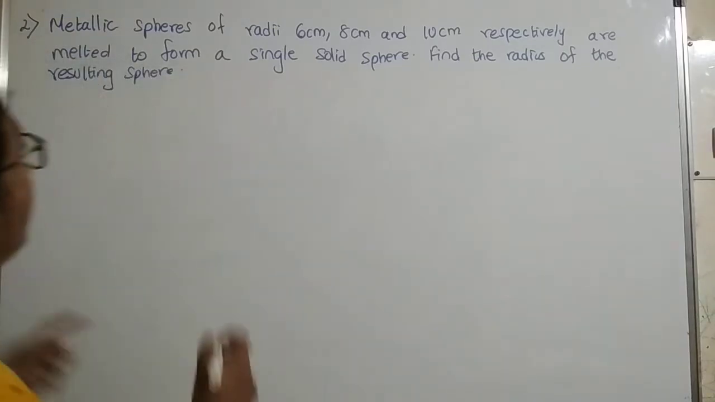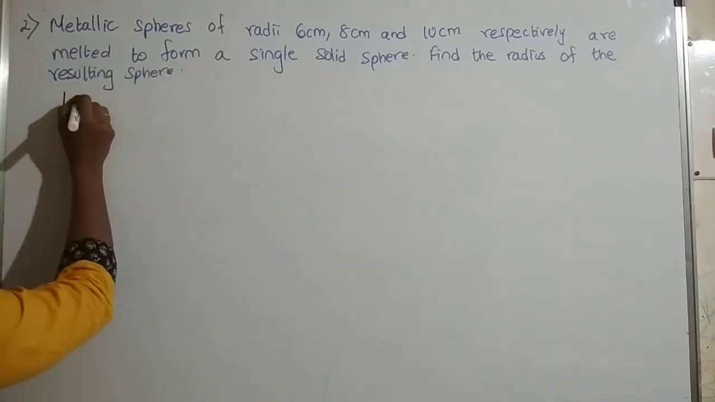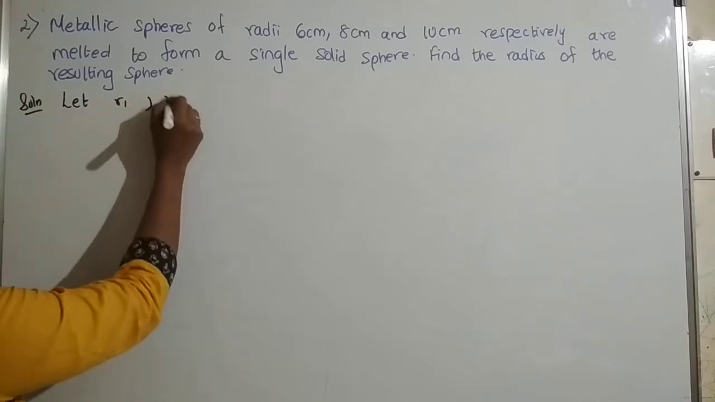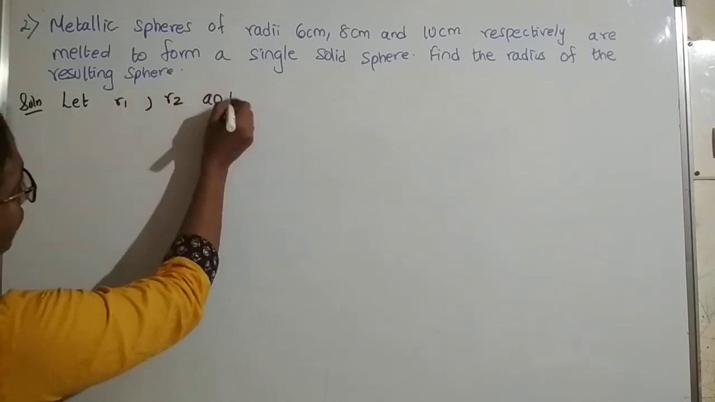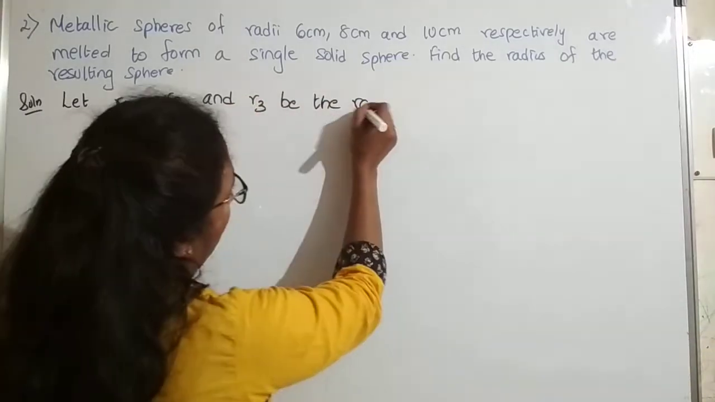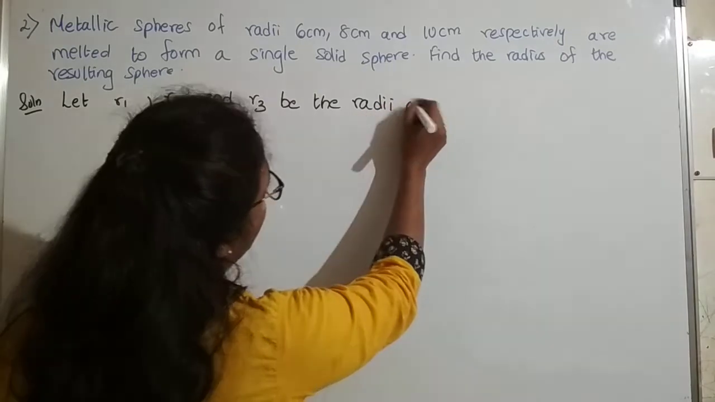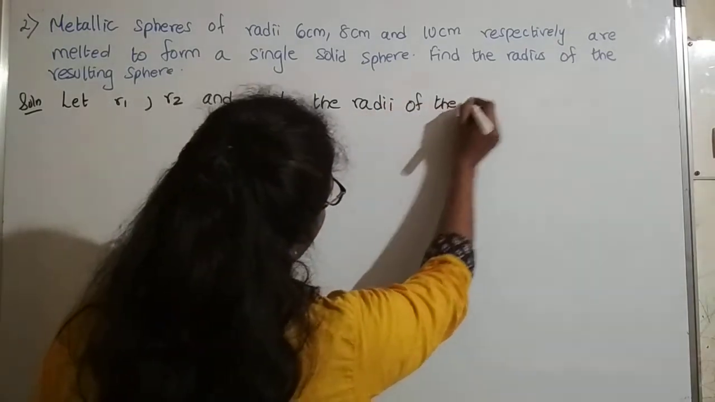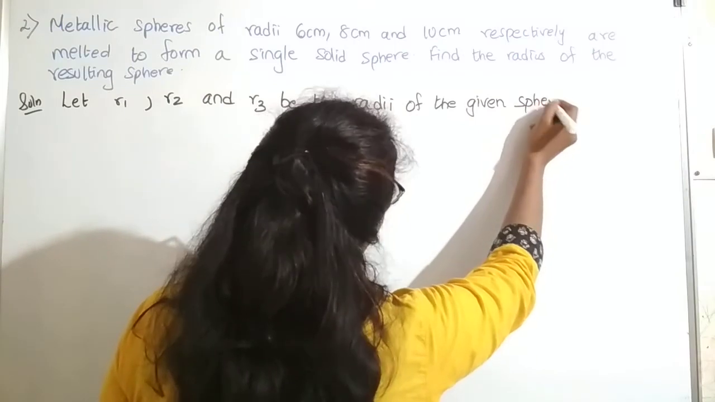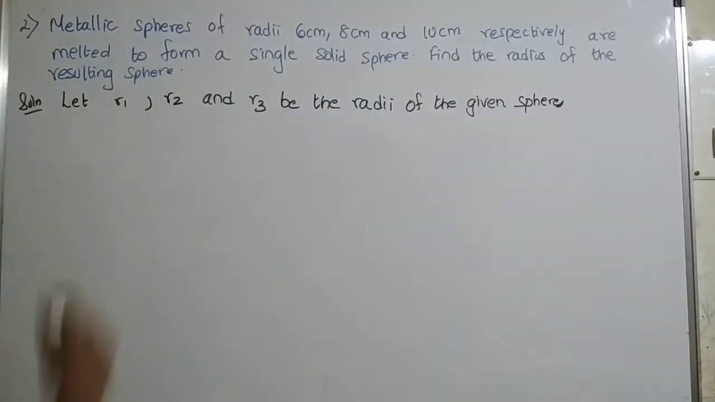Let's see. Here, students, let R1, R2 and R3 be the radii of the given spheres. So these are the radii of the given spheres. Now they are asking us to find the radius of the resulting sphere.